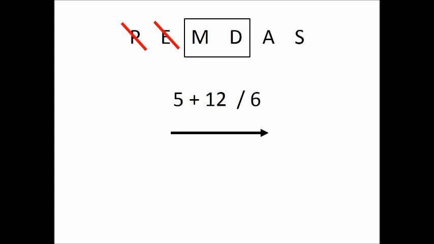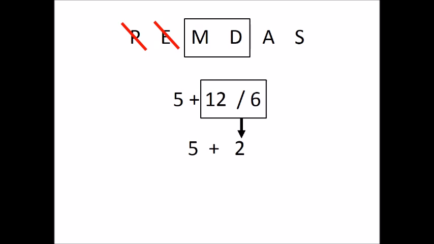We do have it, but let's go from left to right. Let's first see that first set of number groups, because we're going to go from left to right. It's going to put a box around the 5 plus the 12. That's not multiplication or division, so we're going to go to the next set, which is 12 divided by 6. That's division, so we're going to do that right now. 12 divided by 6 is 2. So we're all out of multiplication and division.